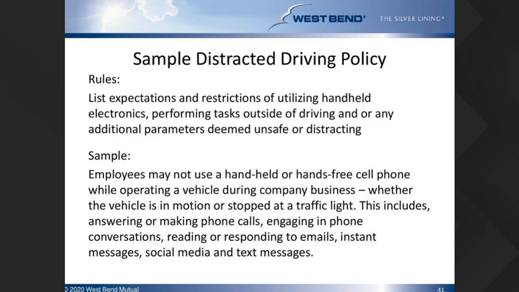So list your expectations and restrictions of utilizing handheld electronics, performing tasks outside of driving, and any other additional parameters that you deem unsafe or potentially distracting. So again, a sample would be employees may not use a handheld or hands-free cell phone while operating a vehicle during company business. Again, I really like that term company business because that applies to any vehicle, personal and or company owned, whether they're on premise or off premise. But it really puts that foundation that anytime you're operating for company business, this is the expectation.